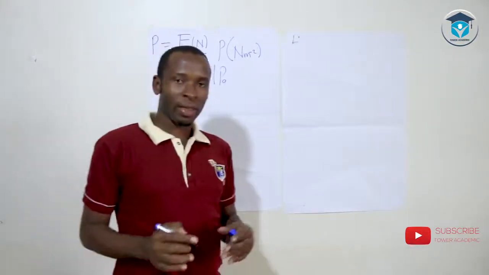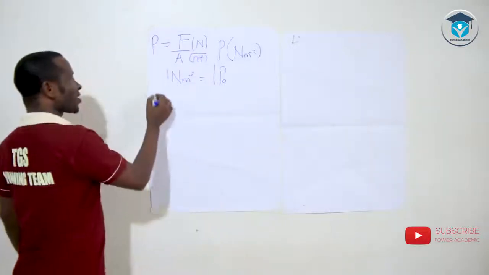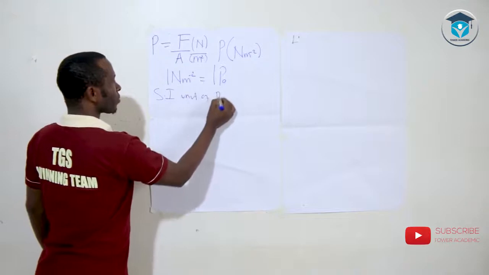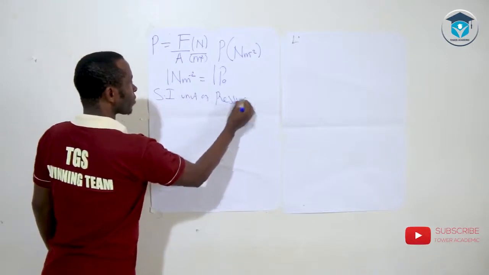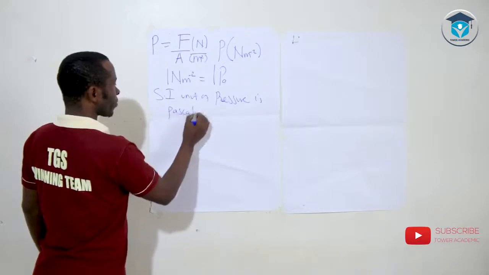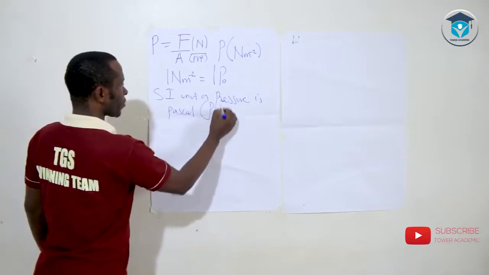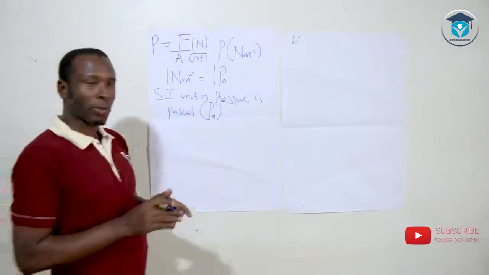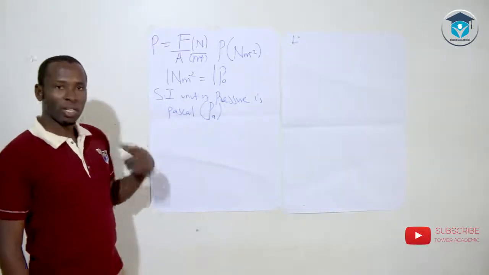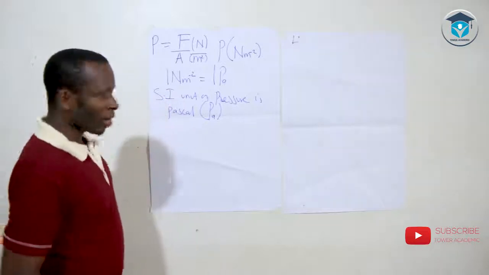So what does that mean? That generally, the SI unit of pressure is Pascal. Remember, Pascal is the name of a person, so the symbol is a capital letter, but the name is a small letter. Let us have a small example.